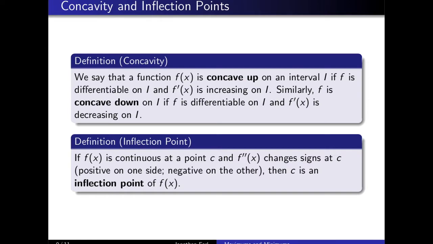And then in the same way that we had critical points that talked about the first derivative, we have inflection points that tell us about what's going on with the second derivative. So a place where the second derivative will change sign, so positive on one side, negative on the other, those will be inflection points.